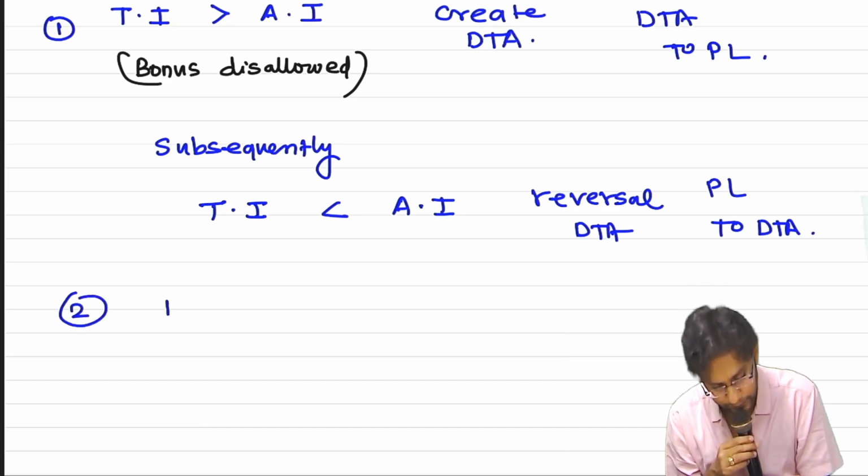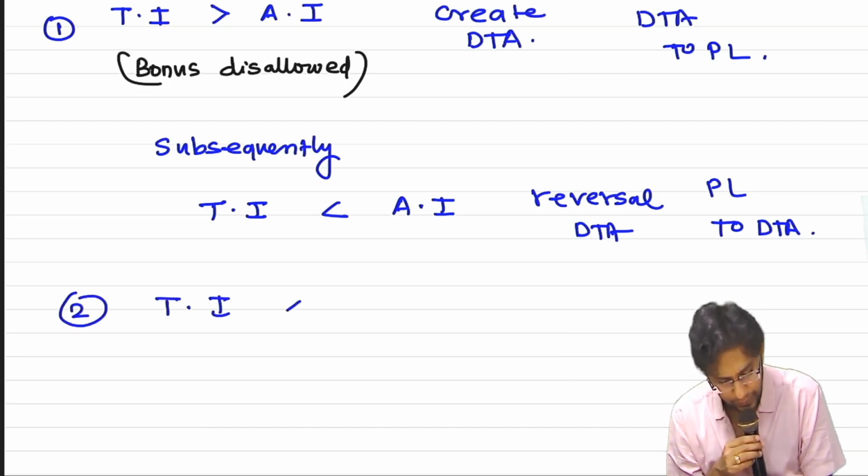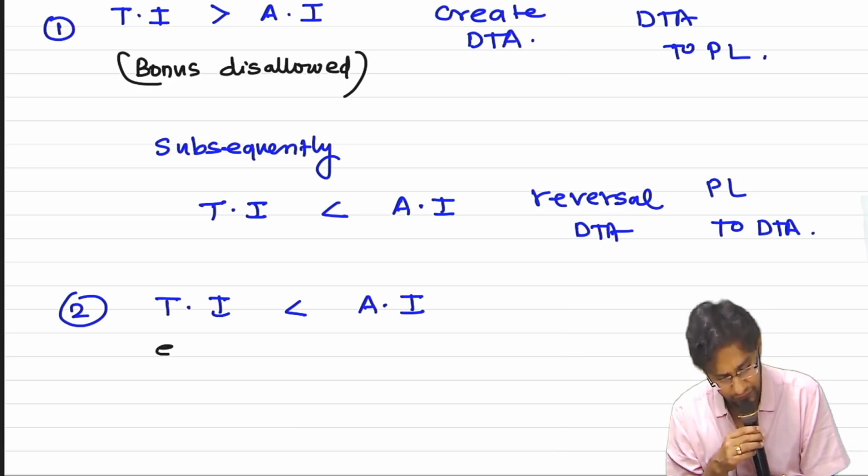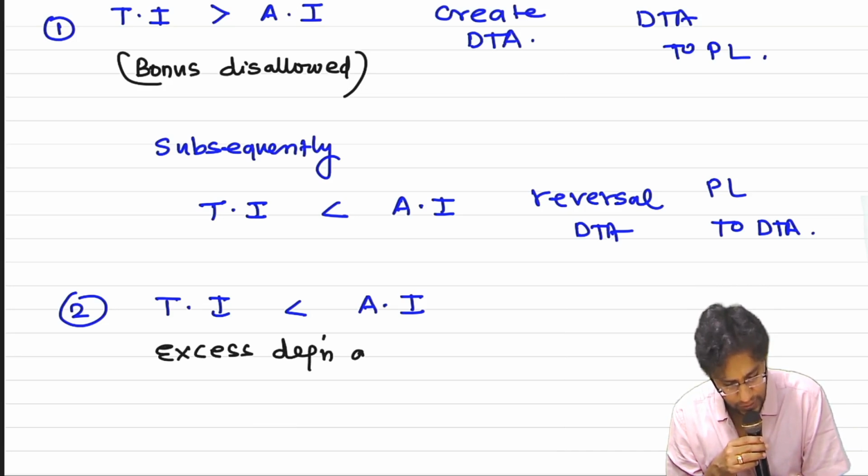Second scenario, my taxable income is less than accounting income. Imagine, because of excess depreciation allowed.